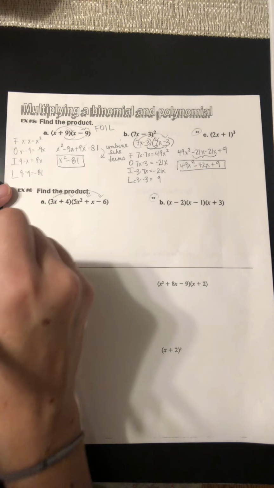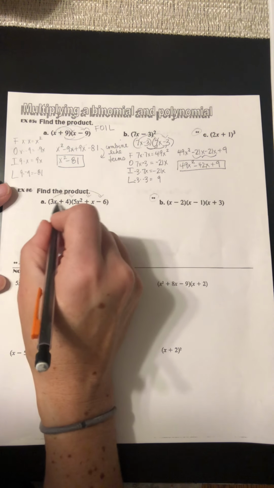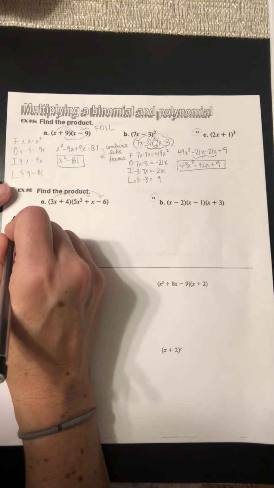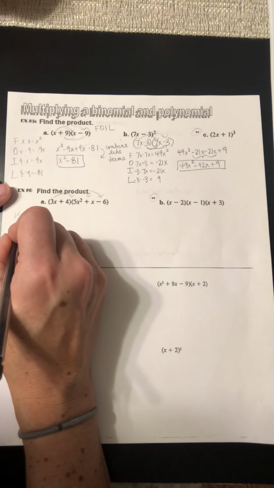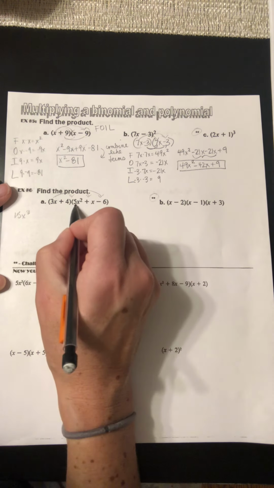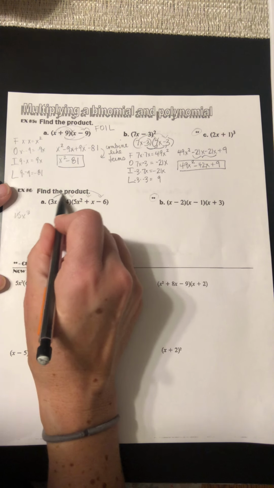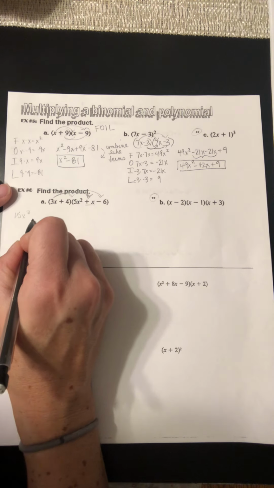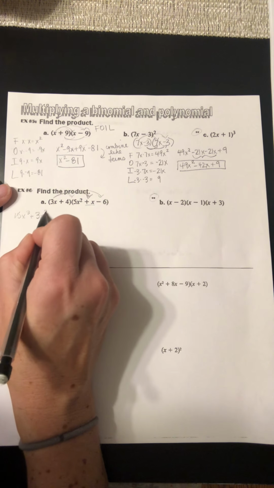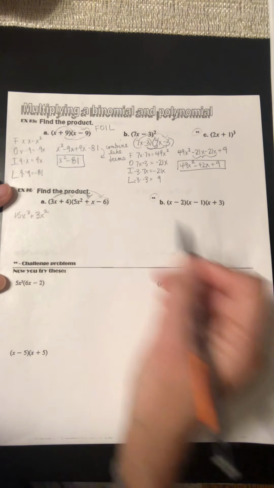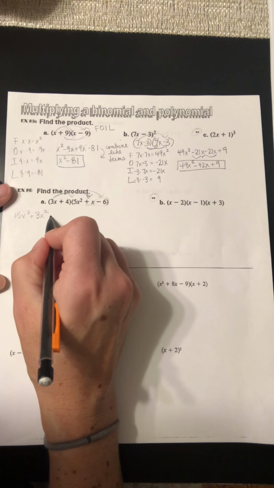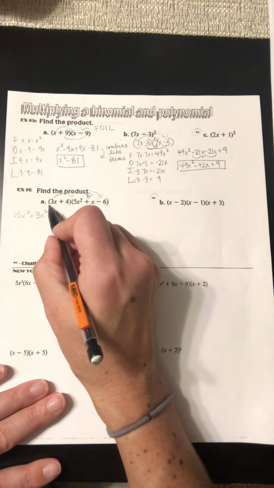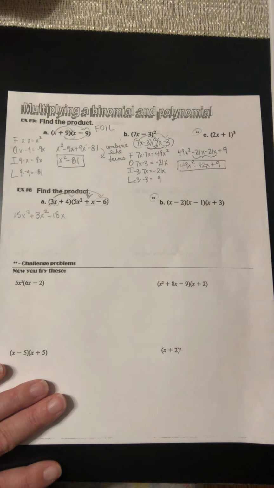3x times 5x squared would give me my first set. So I'm going to get 3 terms here, right? So 3x times 5x squared is 15x to the third, right? That's this guy. Then I'm going to distribute to this one, right? So I'm going to get a positive 3x squared. And then I'm going to distribute to the negative 6. So that's going to give me negative 18x, okay? That's what I get when I distribute the 3x.